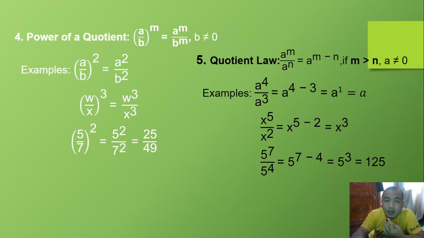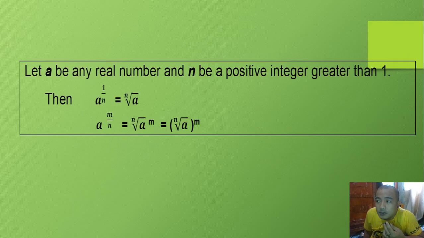So that is a review of the laws of exponents, because the laws of exponents are related to the laws of radicals. Let a be any real number and n be a positive integer greater than 1. Then a raised to 1 over n is equal to the nth root of a. Also, a raised to m over n is equivalent to the nth root of a raised to m, or the nth root of a, raised to m.